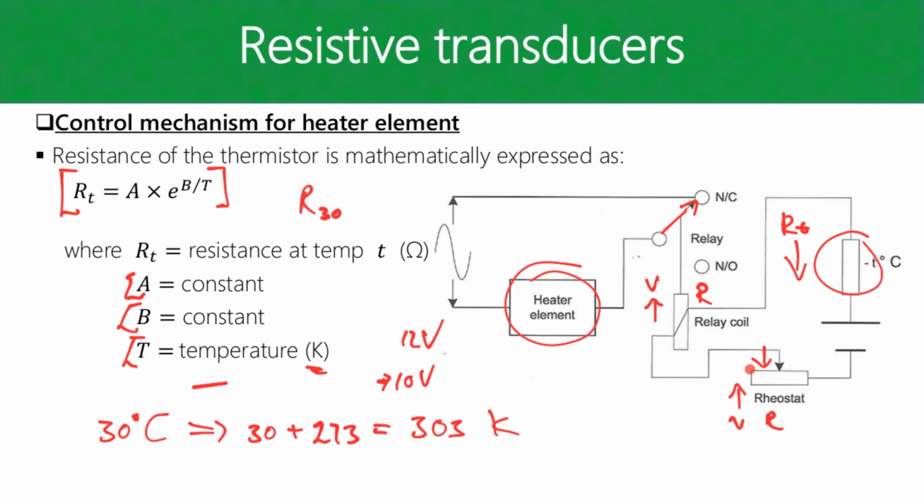This is where the rheostat comes in. By adjusting it, you determine when the relay coil will have a high enough voltage. When you reach a certain resistance with your thermistor, that is associated with a certain voltage across your relay coil, which is then going to switch your heater element off. Then the water is going to start cooling down.